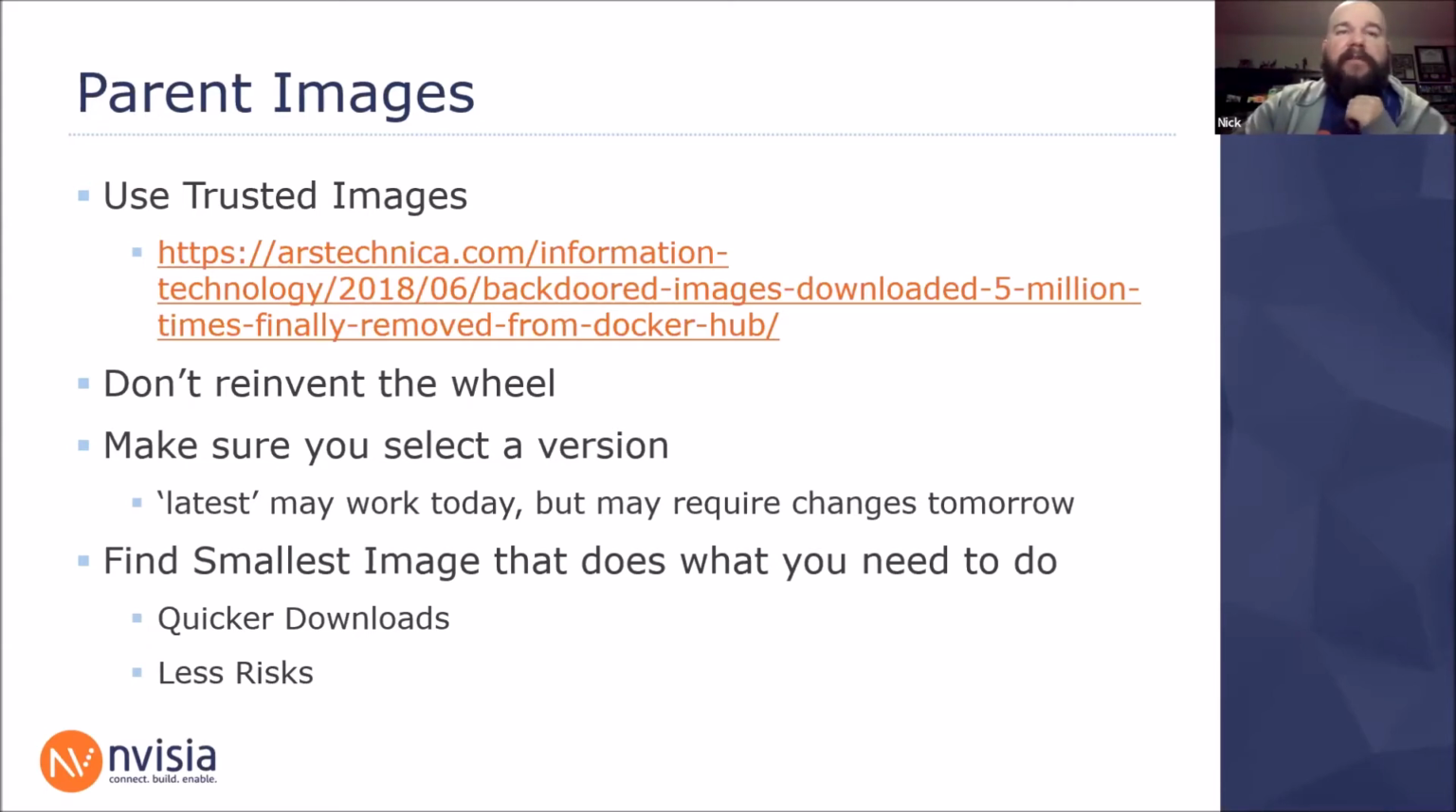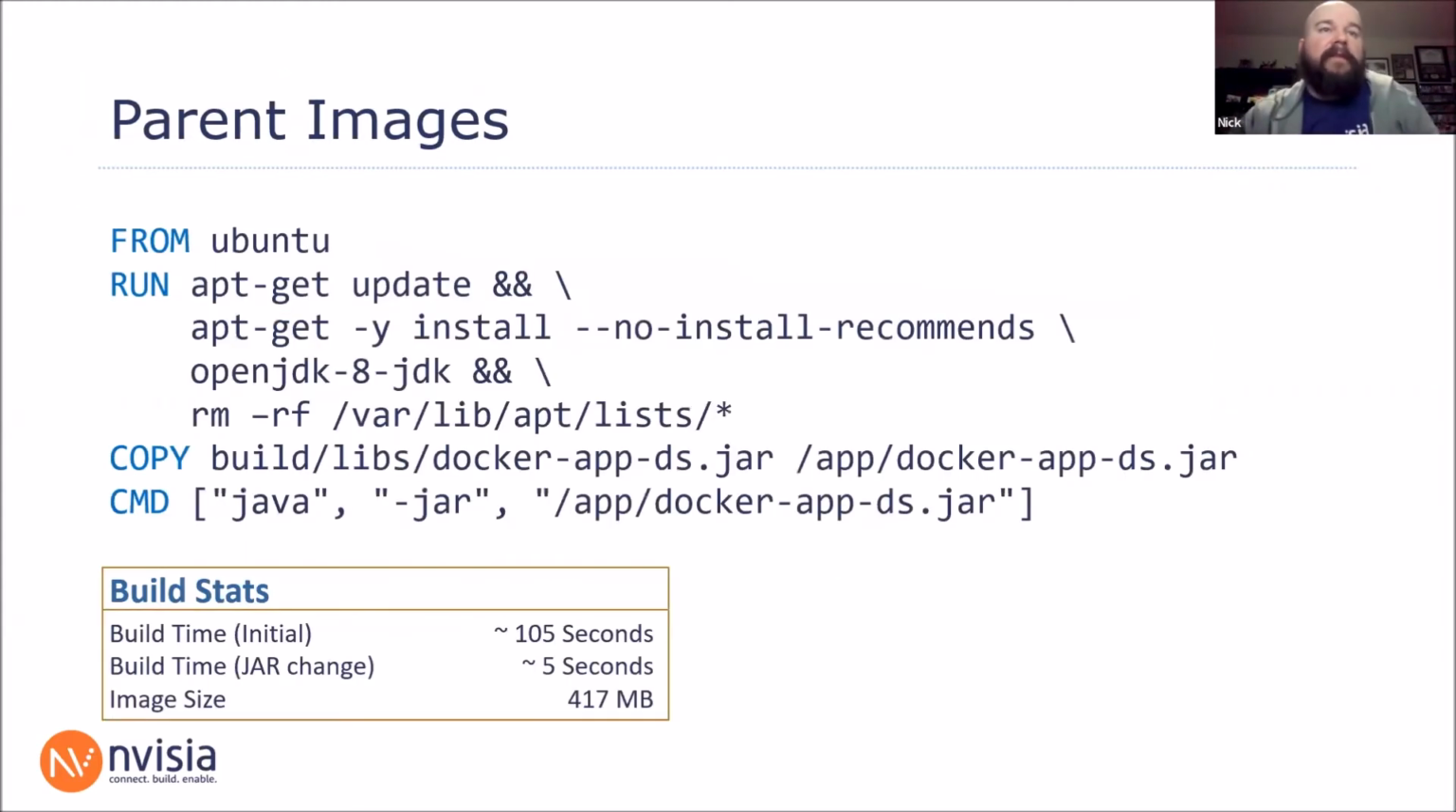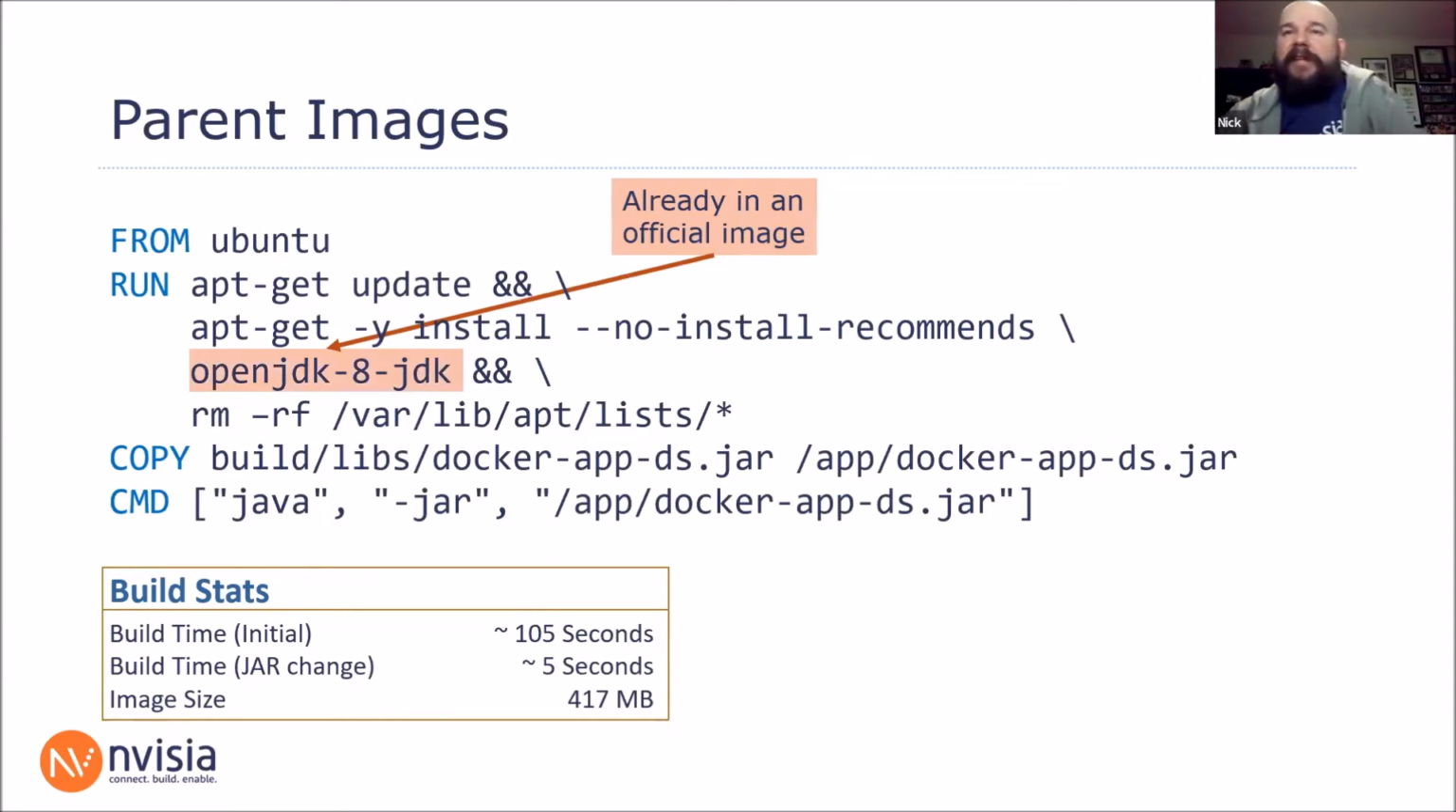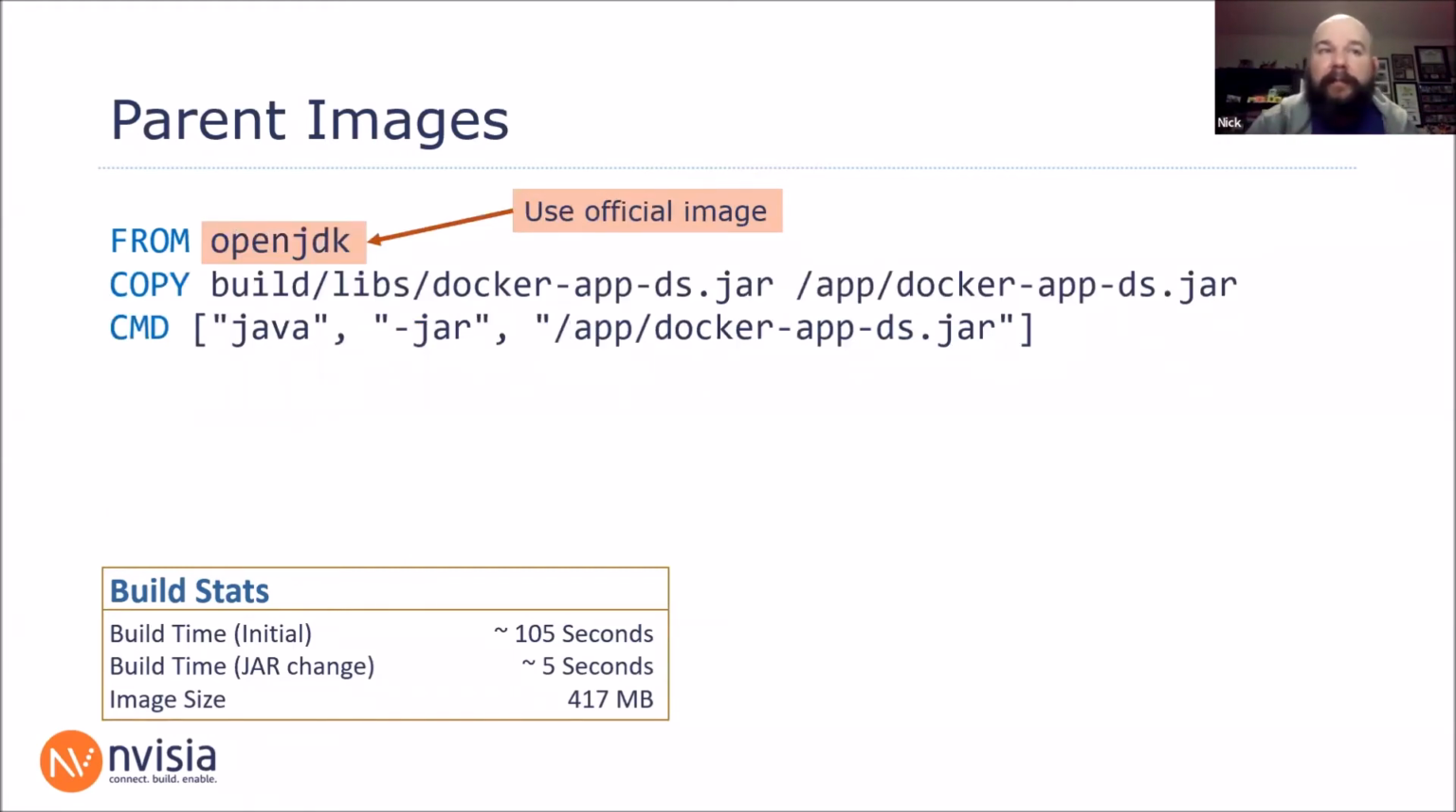And then find the smallest image that does what you need to do. It's going to give you quicker downloads, and typically it's going to give you less risk. All right, so when we look at our parent image here, we have Ubuntu. And we're installing Java to that, but OpenJDK is already a supported image. You can just download OpenJDK on its own. So we'll do that. So now we don't have to install Java.